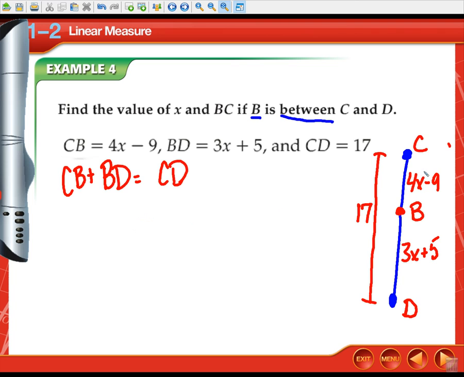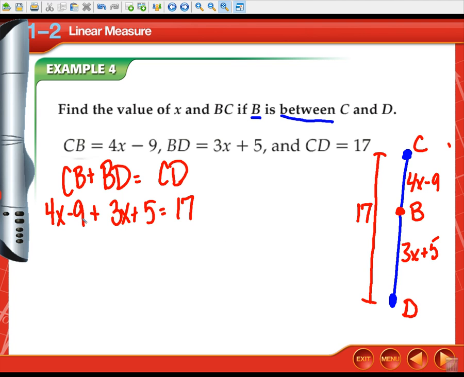Now, we're going to do everything we did in the last question. So we're going to plug in all of our known values, which we do actually have values for all three of these. So this is 4x minus 9. BD is 3x plus 5. And CD is 17. Okay, so we have values for all three of them. We plug all three of them in. From here on out, it's just combining like terms.